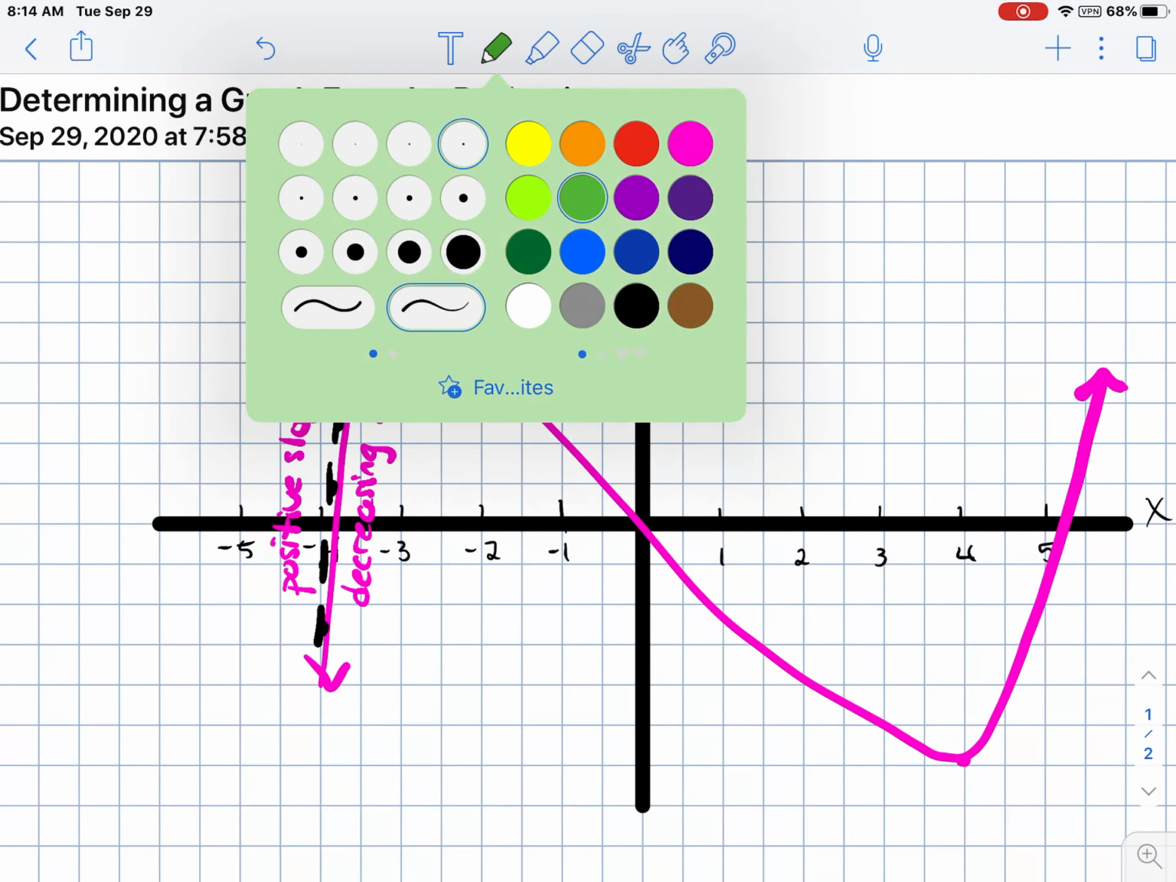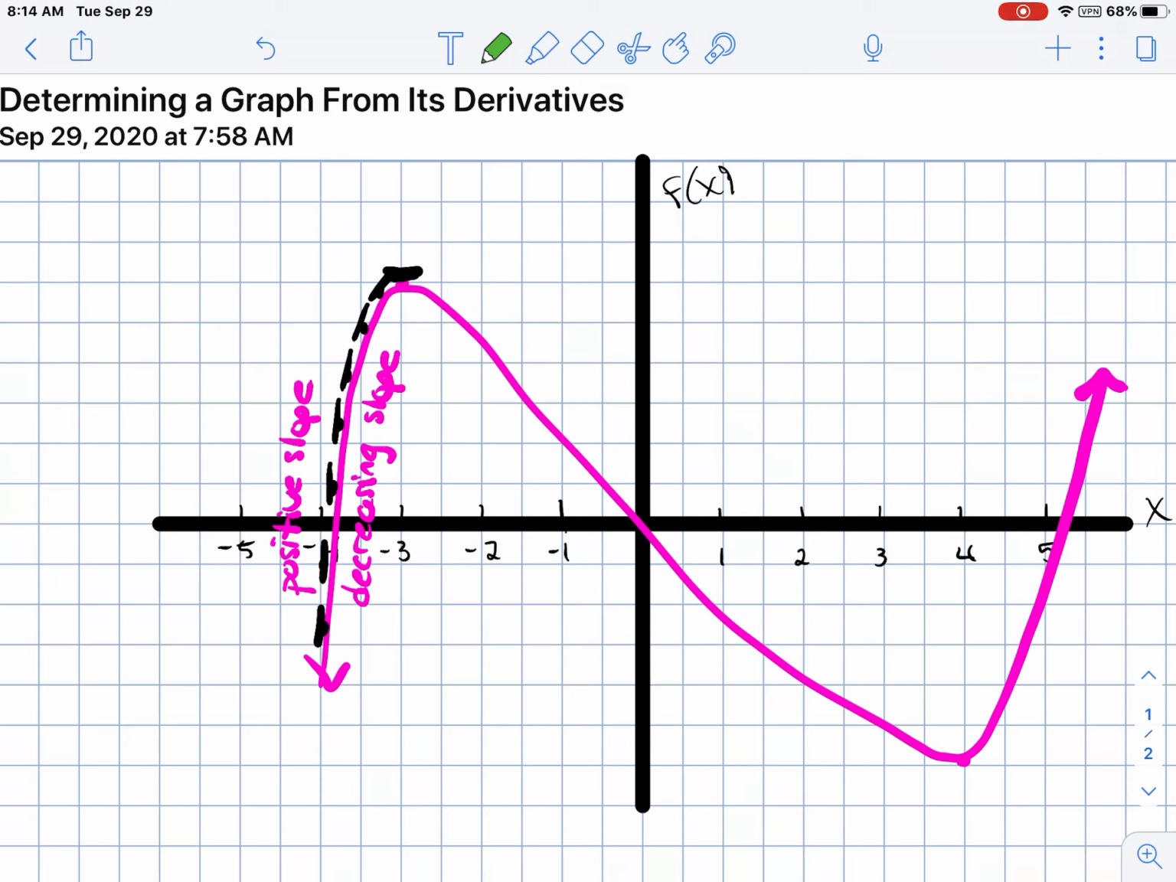And what we can say then about this function is that this function is increasing on this section. From left to right along the x-axis, the function is going up. So the function is increasing. Okay, let's look at the next section then.